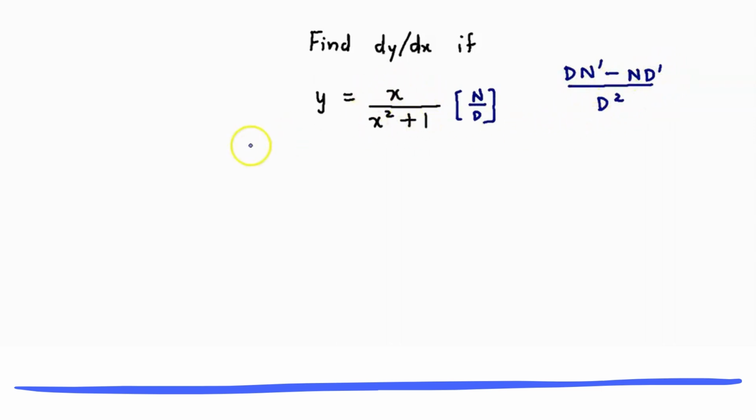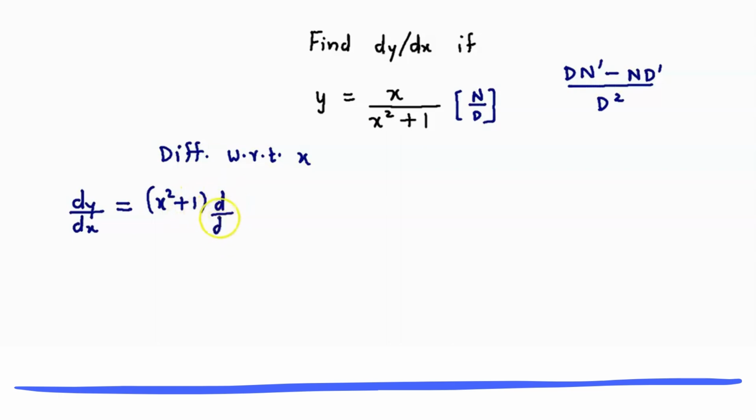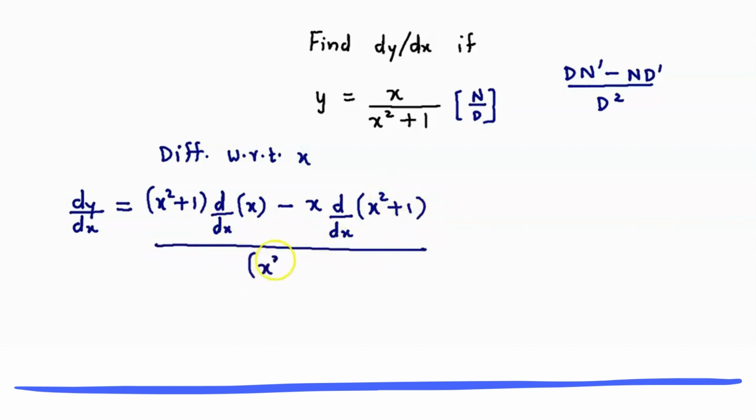So applying the quotient rule, now differentiating with respect to x, we have dy by dx is equal to, we begin with the denominator, that is x square plus 1 into derivative of numerator, that is x, minus the numerator, that is x, into derivative of x square plus 1, the whole thing divided by x square plus 1 the whole square.